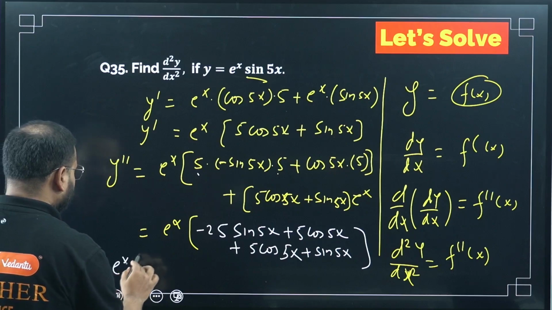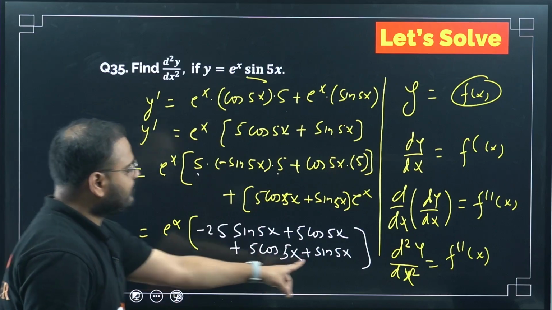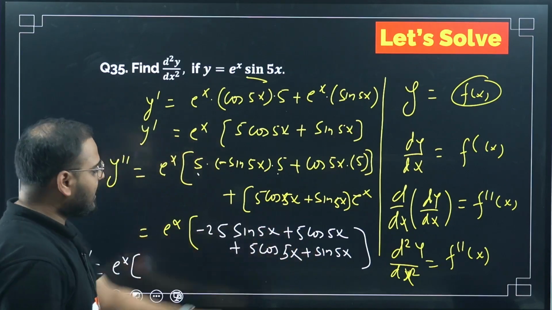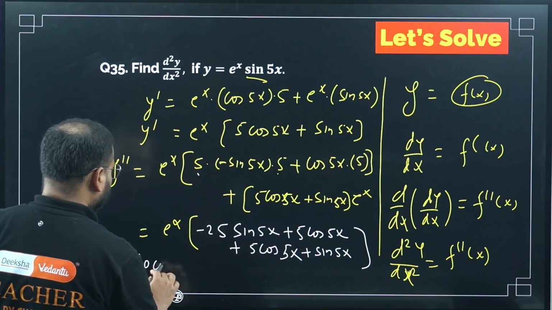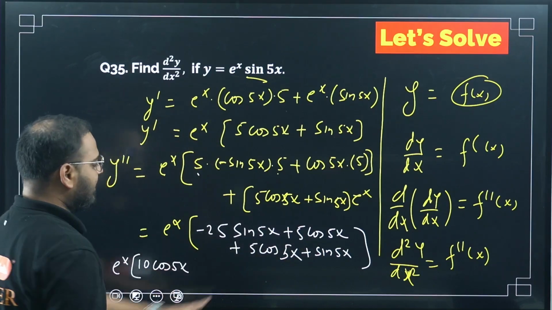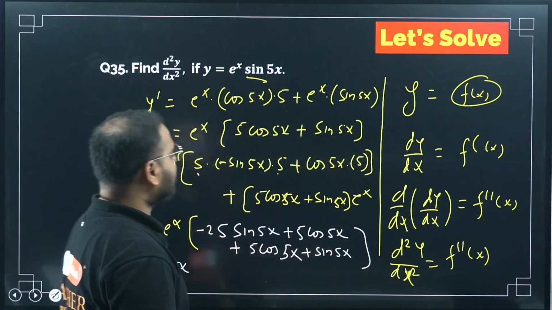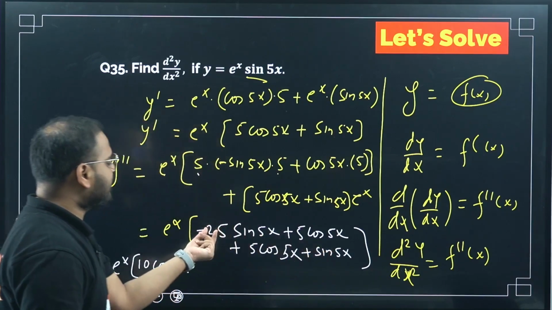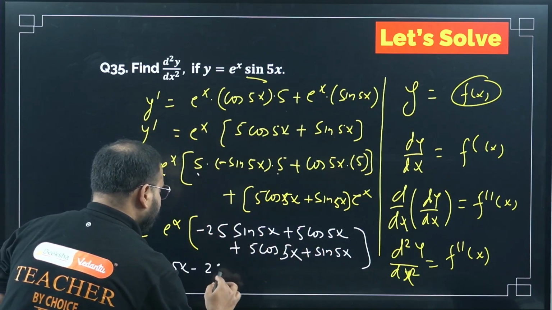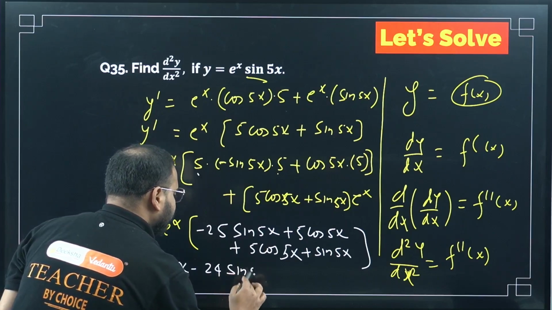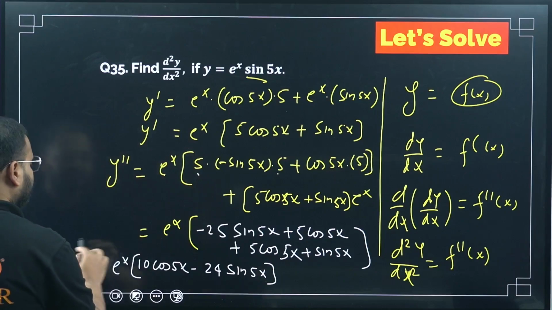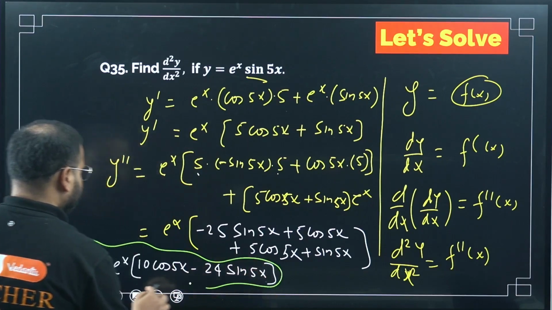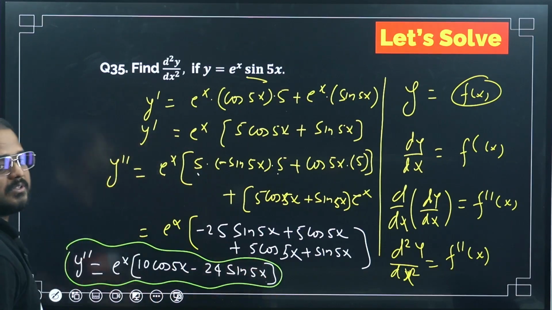Okay. Now see here, if I'm writing the final answer, e power x is common. Please check. Minus 25 plus. So first let me just add this. 5 cos 5x plus 5 cos 5x is simply 10 cos 5x. Sin 5x minus 25 sin 5x, so minus 24 sin 5x. This is my final answer. Second derivative, bacha. Second derivative.